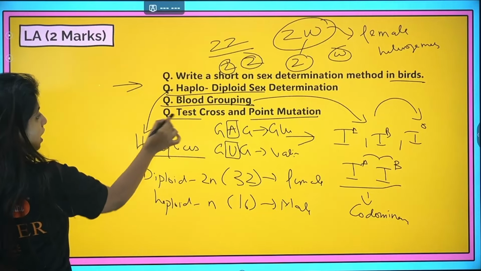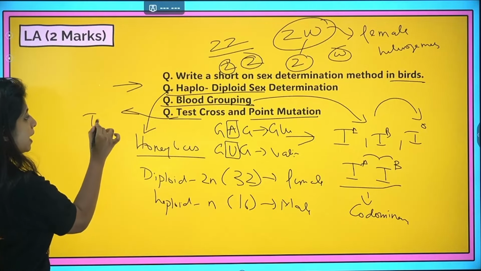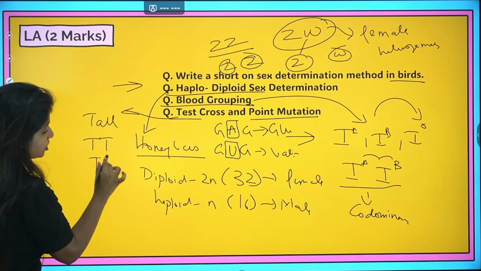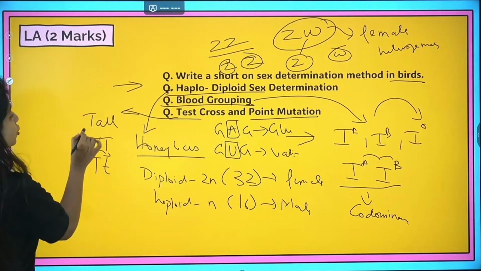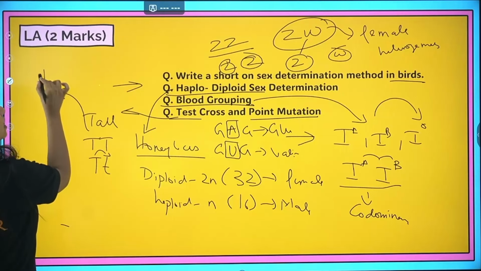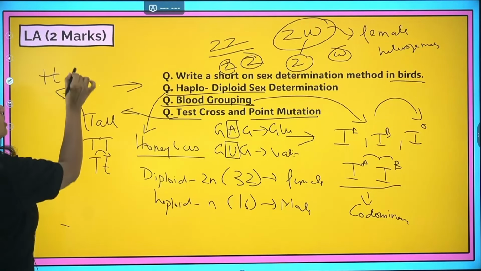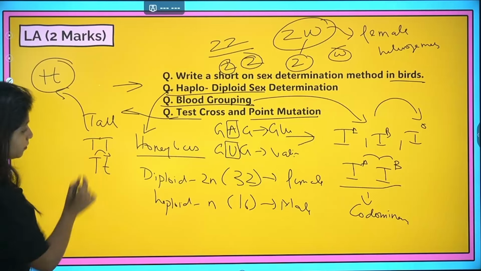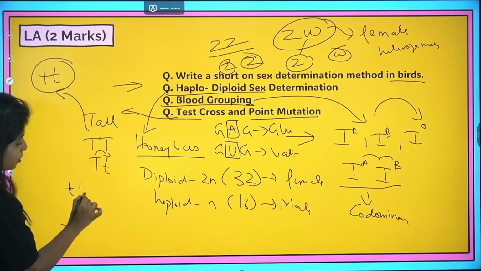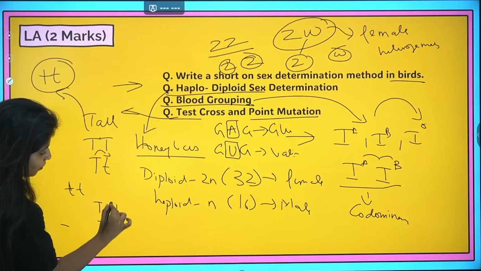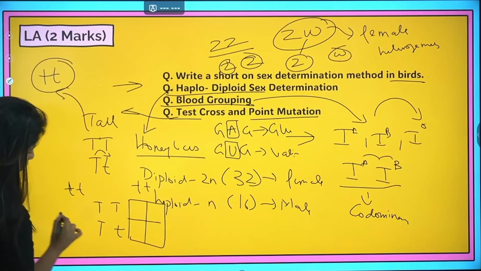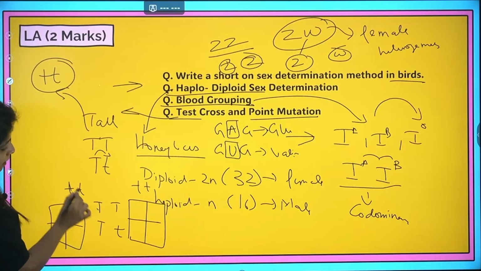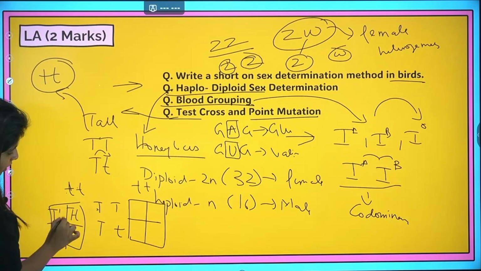Now test cross is being asked. What do you mean by test cross? Ma'am, I have a tall plant, but I do not know whether it is TT or Tt, because capital T is dominant over small t. So what do I do? I do a test cross. In a test cross, I make it fuse with a recessive parent, specifically a recessive parent. Why? Because in that condition I will get to know things better. So here I have capital T, capital T. On the other hand, I have small t, small t. Let's see what the outcomes can be. Here capital T, small t; capital T, small t; again capital T, small t; again capital T, small t.